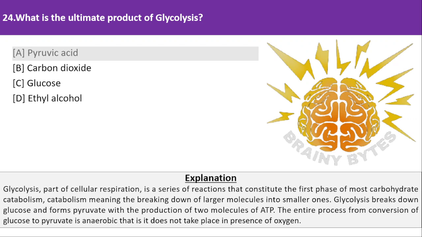Glycolysis, part of cellular respiration, is a series of reactions that constitute the first phase of most carbohydrate catabolism. Catabolism means the breaking down of larger molecules into smaller ones. Glycolysis breaks down glucose and forms two molecules of pyruvic acid along with two molecules of ATP. The entire process from conversion of glucose to pyruvate is anaerobic, meaning there is no presence of oxygen.